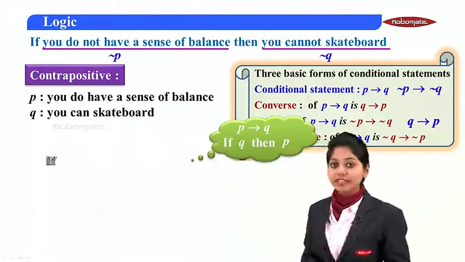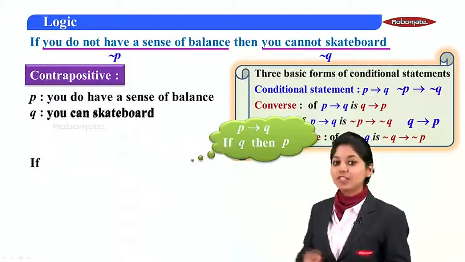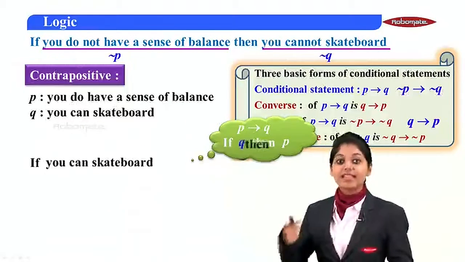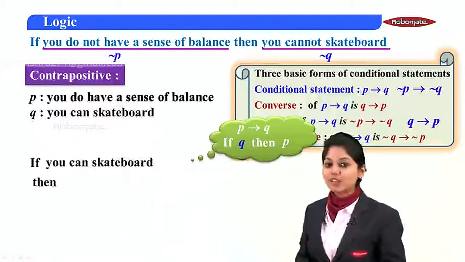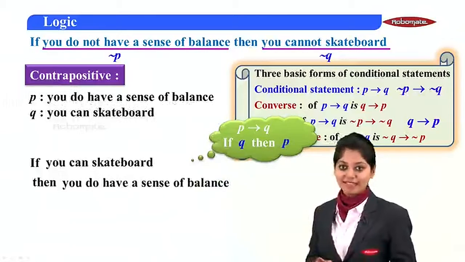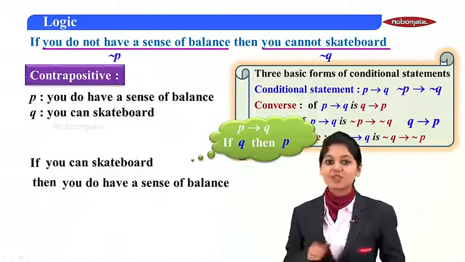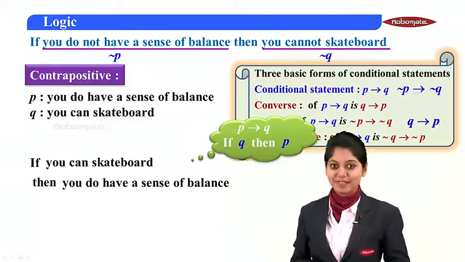So how do we read it? If, what is Q class? You can skateboard. Then, and what is your P class? You do have a sense of balance. So here comes our answer, that is the contrapositive for the given statement.